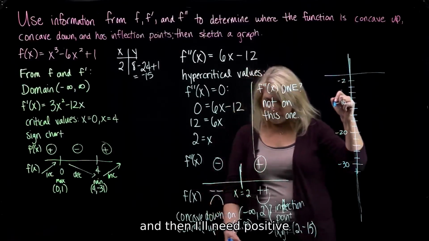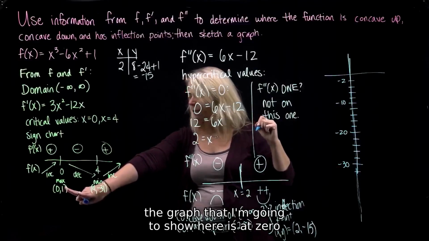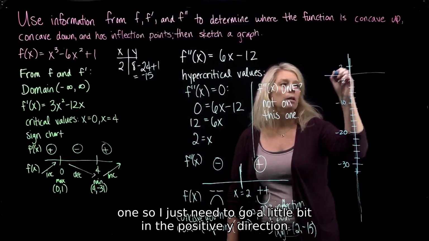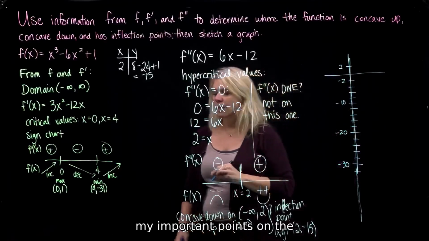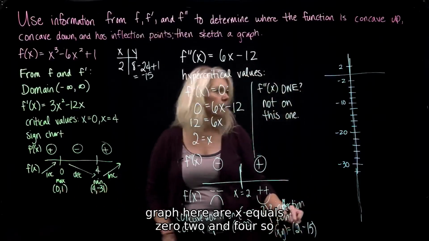And then I'll need positive direction on the y-axis too. My highest point on the graph that I'm going to show here is at 0, 1. So I just need to go a little bit in the positive y direction. My important points on the graph here are at x equals 0, 2, and 4.